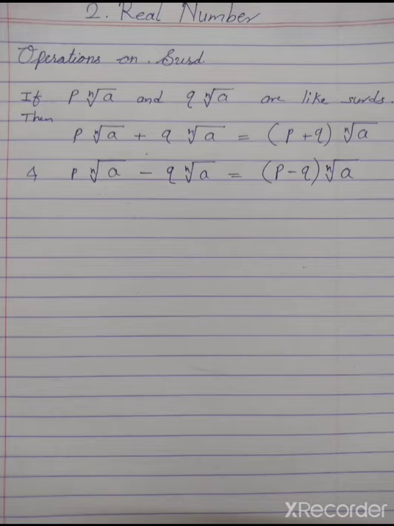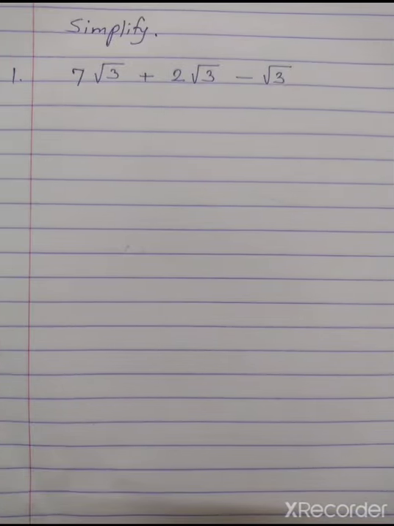So here I write this similar surd as a common factor, and then I add these coefficients p and q. Therefore, to do addition and subtraction we compulsorily require like surds. If the surds are like surds, then only we can add or subtract. So let us first learn this example.